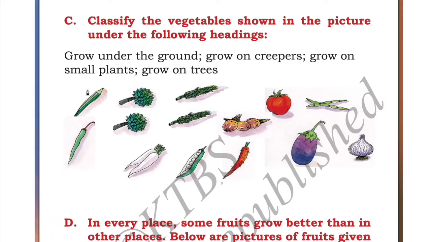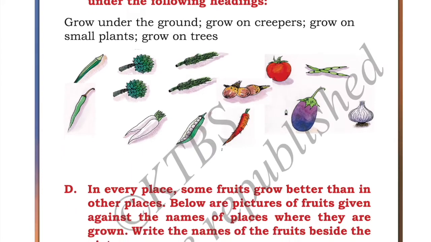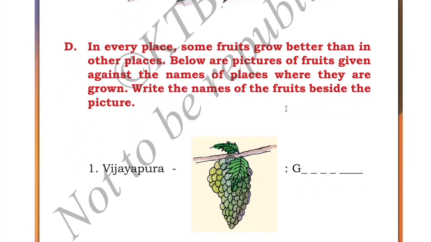So, which are the remaining ones? We have okra or lady's finger here, and I think these are spinach and some other kind of greens. So both of them, they are plants themselves, they are entire plants. Okay. And we have tomato over here. Even tomato grows in small plants. Okay. Let's move on to the next one.